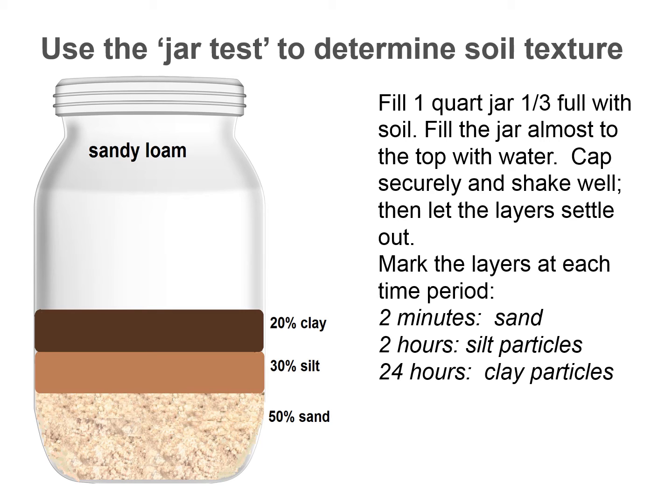Sand, which is heavier, will quickly go to the bottom of the jar. After 2 minutes, you'll see the layer of sand. In about 2 hours, the silt particles should settle, but the clay particles will still remain in suspension. After about 24 hours, the clay particles should settle, and you'll be able to see distinct layers in the jar, indicating the percentage of each soil texture.